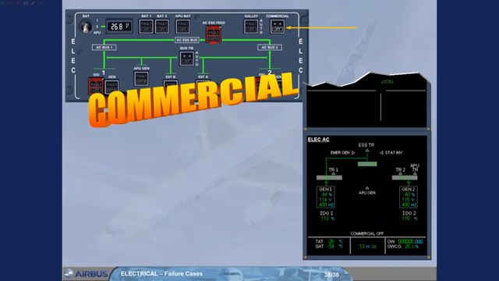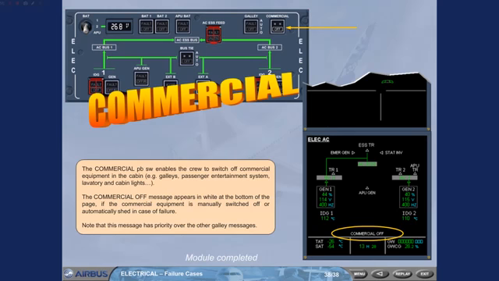The COMMERCIAL push-button switch enables the crew to switch off commercial equipment in the cabin, for example, galleys, passenger entertainment system, lavatory, and cabin lights. The COMMERCIAL OFF message appears in white at the bottom of the page if the commercial equipment is manually switched off or automatically shed in case of failure. Note that this message has priority over the other galley messages.